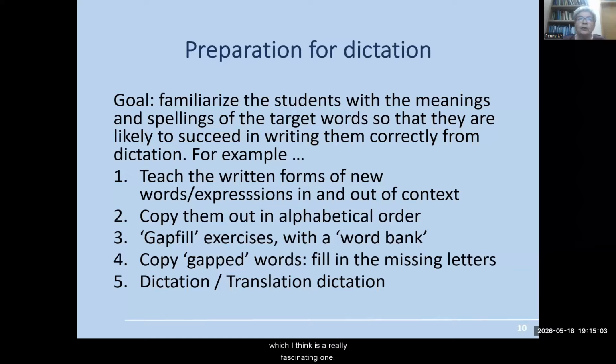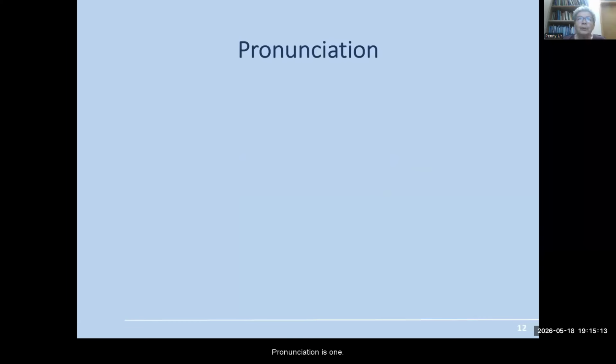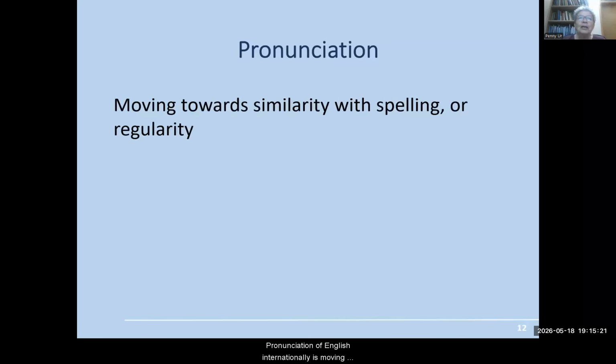with the next topic, which I think is a really fascinating one. Ways English is changing and what is correct. Pronunciation is one. It's not really relevant to this course, but I'm bringing it up anyway because it's a fun one. The pronunciation of English internationally is moving predictably towards similarity with spelling, or towards regular rules.